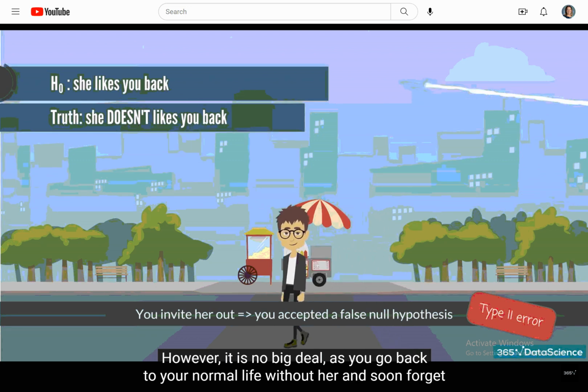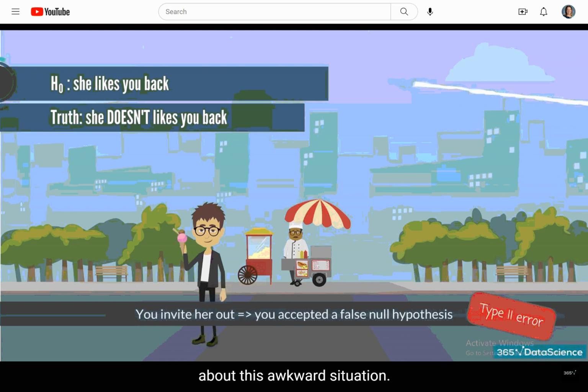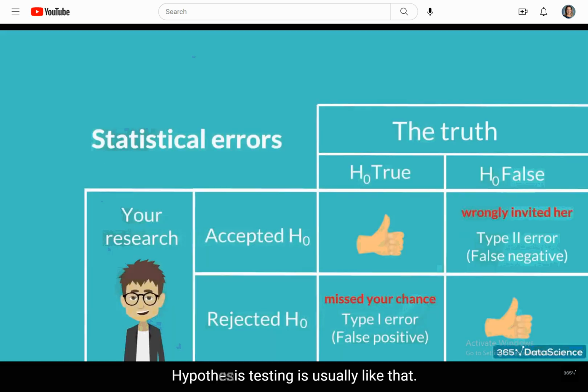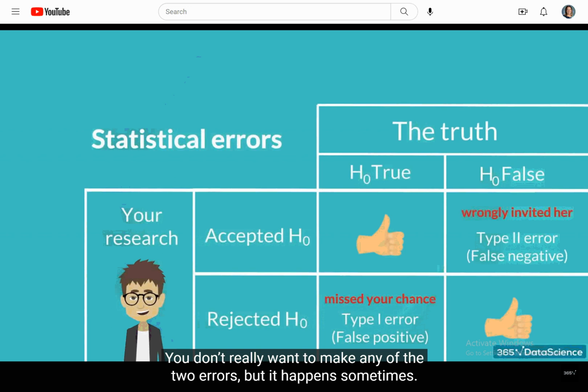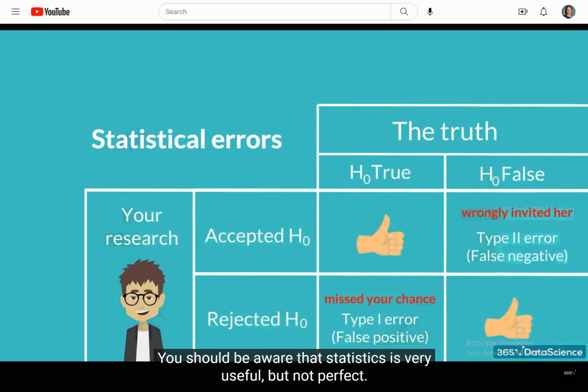However, it is no big deal, as you go back to your normal life without her and soon forget about this awkward situation. Hypothesis testing is usually like that. You don't really want to make any of the two errors, but it happens sometimes. You should be aware that statistics is very useful, but not perfect.